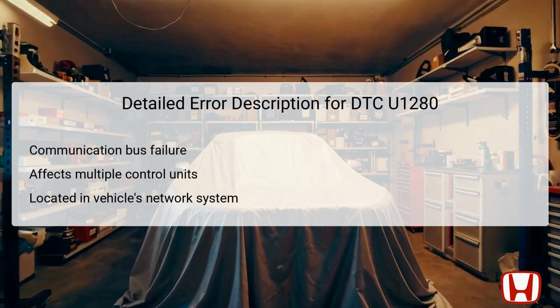These control units are interconnected via a communication network, and when there's a fault, it can lead to several system malfunctions. The communication bus itself is located within the vehicle's wiring harness, usually beneath the dashboard or in various control unit locations. Disruption in this network can impede multiple systems, leading to a cascade of issues that hinder vehicle performance. Therefore, understanding the location and role of these components is vital in diagnosing and rectifying the communication error.